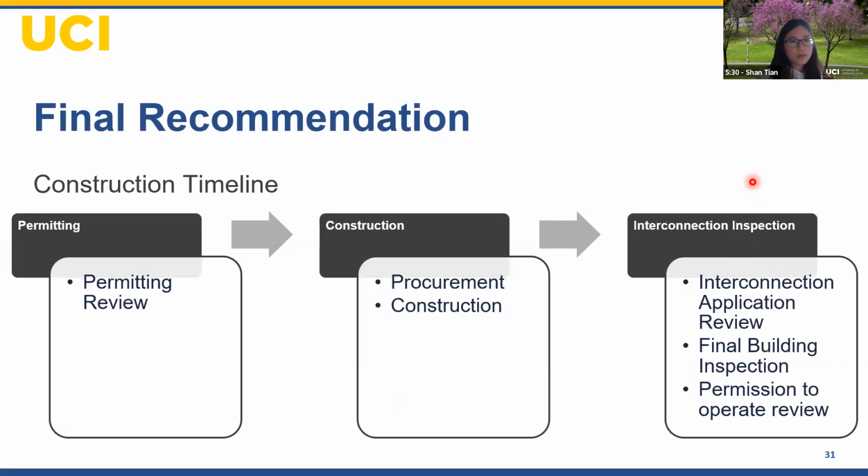For the construction plan, it includes 3 phases: permitting, construction, and interconnection and inspection. The overall construction could take 9 months to a year. So we recommend the campus start the project as soon as possible so that the actual construction phase can take place in the summer to reduce the impact on campus operation.